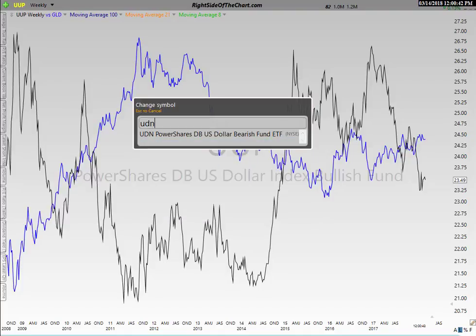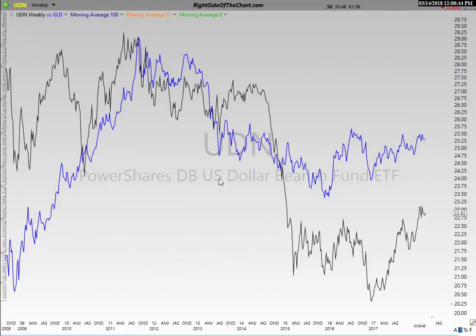And if I type in UDN, which is the inverse US dollar index ETN, that will show you the positive correlation. So you can see as gold is going up, so is UDN, meaning the dollar is falling, and vice versa. So there it is, a pretty clear correlation between the two. You can see most recently, back in late 2016, there's the advance. So you can see the major tops and bottoms in there.